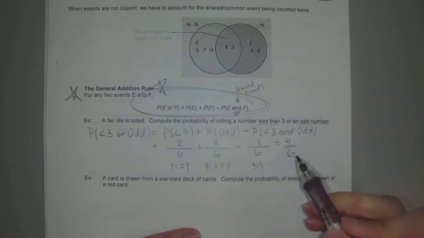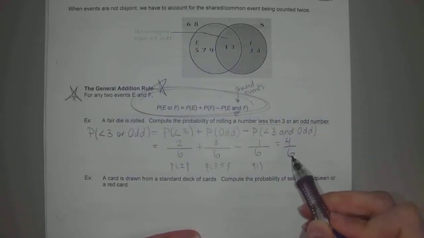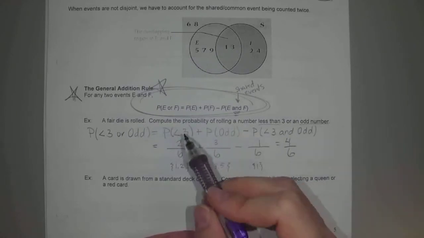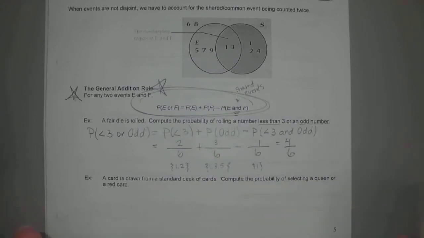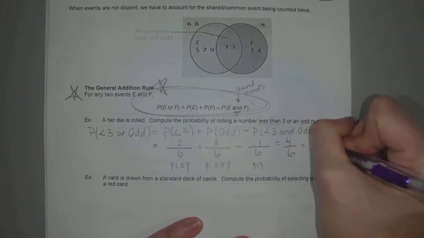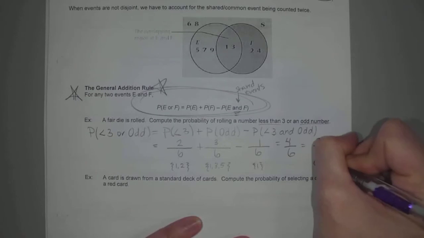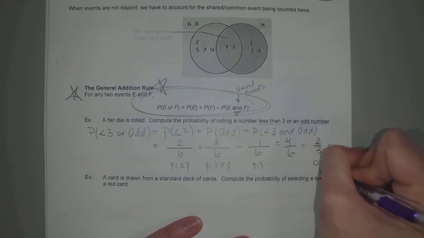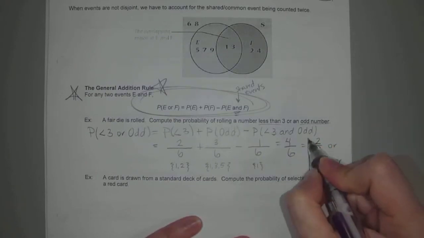But again, before we reduce, I like to talk about this. This just shows you what numbers you'd be happy with. What numbers are less than 3: 1 and 2, and what numbers are odd: 1, 3, and 5. But we already counted 1, so we just want to add 3 and 5 to it. There's 4 numbers we'd be happy with. But MyMathLab will only be happy with the reduced fraction, the decimal, or the percent. It will tell you what it wants.